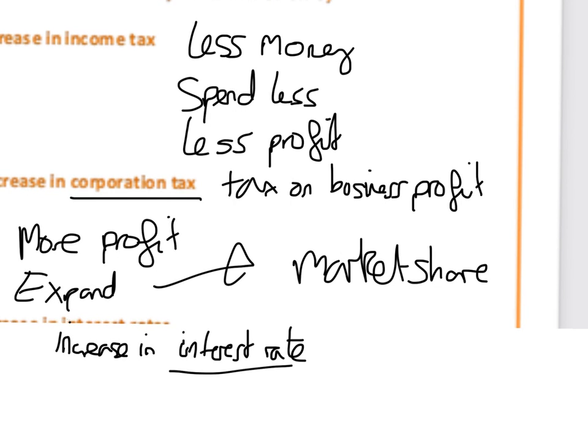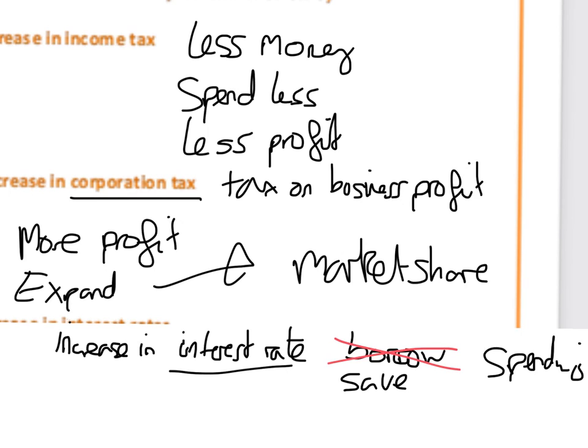Increase in interest rates. Right. What I'd say here is, if there's an increase in interest rates, people are less likely to borrow, so they're not going to borrow. They're not going to borrow because it costs them too much to borrow, and they're more likely to save. If they're doing those 2 things, they're not spending. So if they're not spending, businesses are going to get less profit. And that's the one I'd go for. That's what I'd explain. It's as easy as that.